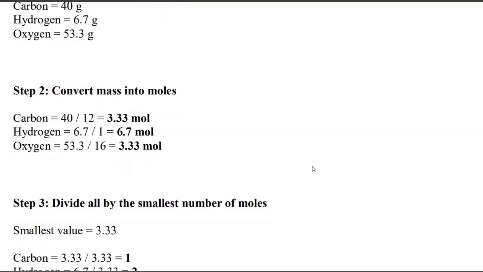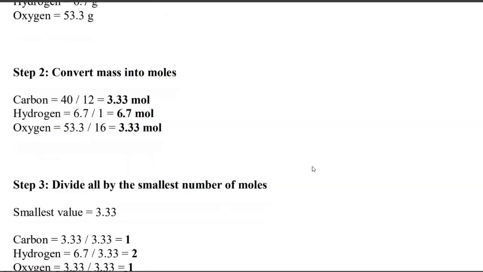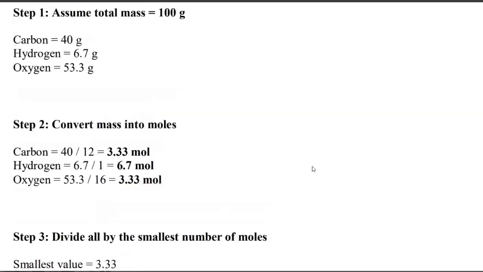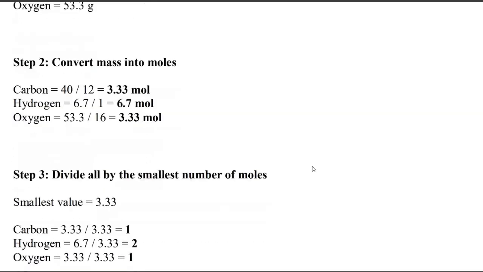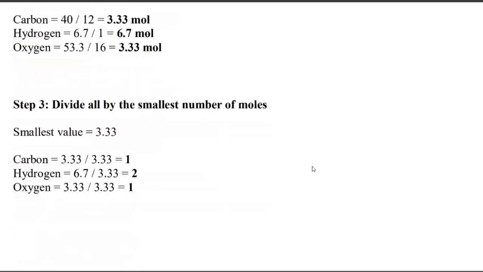So carbon's atomic mass is 12, hydrogen is 1, oxygen is 16. We have to divide the given mass by them and we will get some values. Convert grams into moles as I've said, and divide all by the smallest number of moles. We got the smallest number of moles as 3.3. So we have to consider 3.3 as the smallest value and divide them by it. So we'll get carbon as 1, hydrogen as 2, and oxygen as 1.